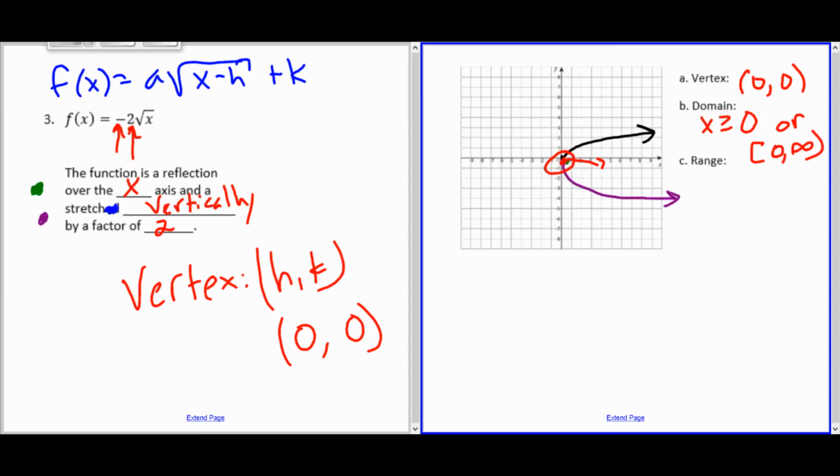For the range, you're looking at your y-axis. So if I start at my vertex, the y value of my vertex is 0. And notice my purple graph goes below 0. None of my y values go above 0. So this means y is less than or equal to 0. In interval notation, the way we say this is negative infinity to 0, because your vertex here is your highest point on that purple graph. So the smallest y is negative infinity and the largest is 0.